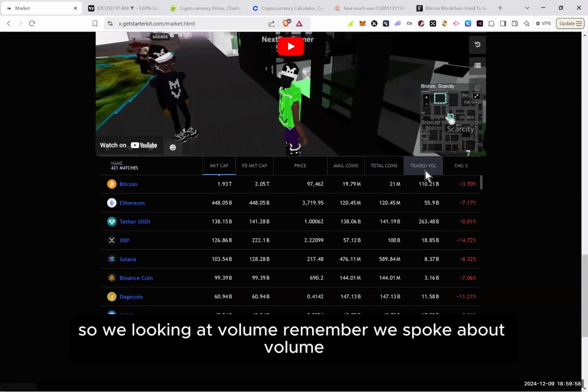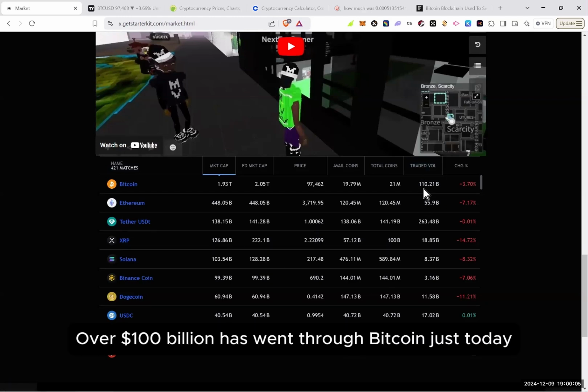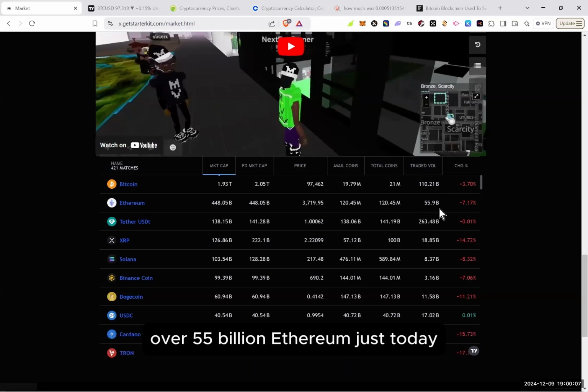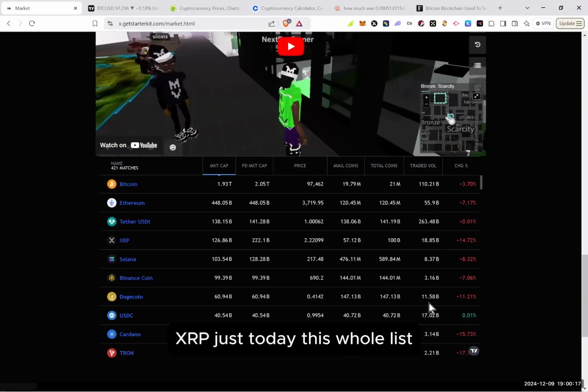So when we're looking at volume, remember we spoke about volume. That's how much has gone through there just today. Over $100 billion has gone through Bitcoin just today. Over 55 billion in Ethereum. 263 million billion in Tether. $18 billion worth of volume in XRP just today. This whole list, nothing says a million, right?